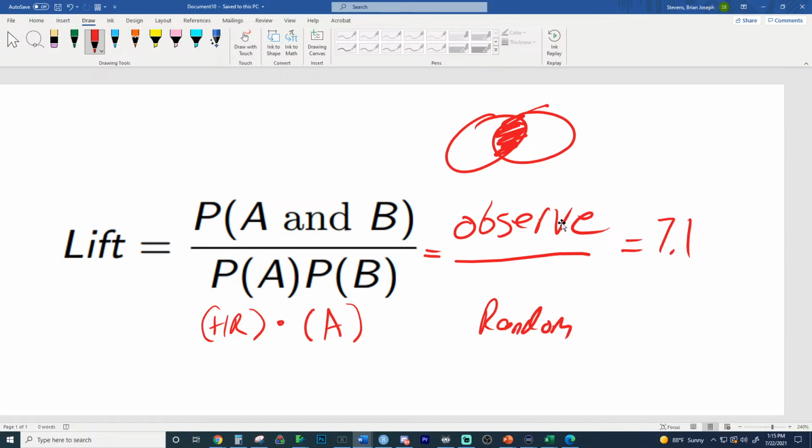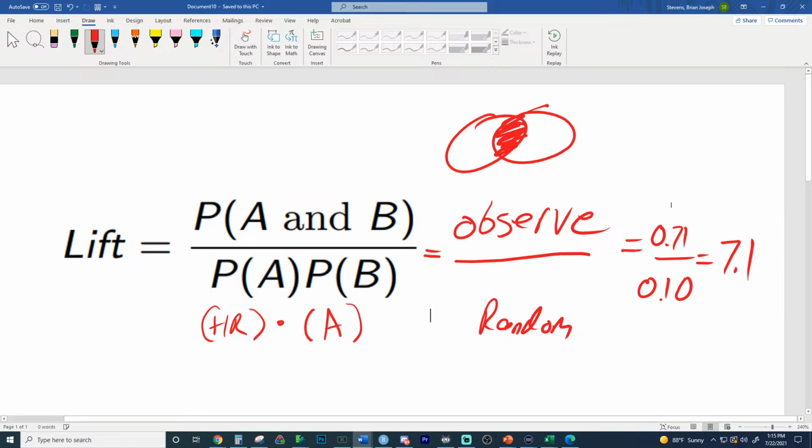These can be any sort of numbers when you're solving it. Like for all intents and purposes, we could observe them by random chance, not saying these are the numbers, 10% of the time. And then we could observe them together 71% of the time, and this would make a lift of 7.1. So by random chance, we would expect to see them together 10% of the time, but we actually observe them together 71% of the time.